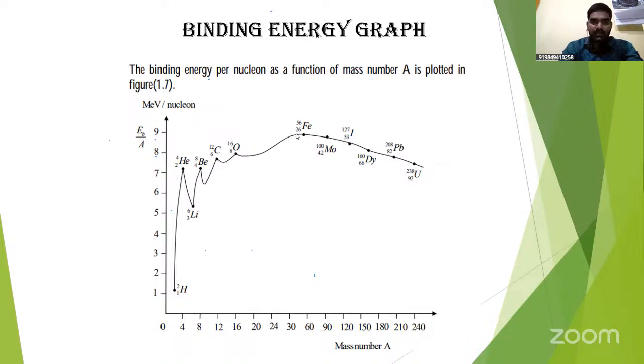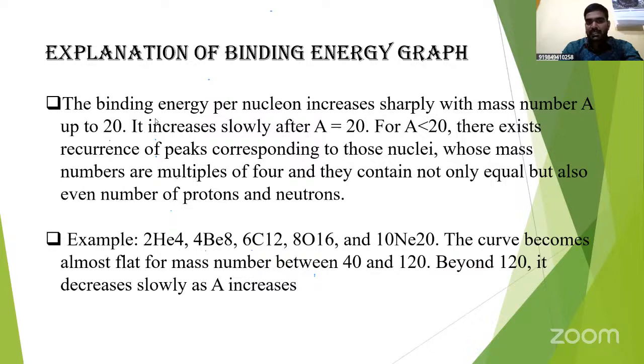After that, you see 56 is here and 127 is here, and it is again gradually decreasing. Let us see that. The binding energy per nucleon increases sharply with mass number A up to 20. It increases slowly after 20. So after mass number 20, it is increasing slowly.